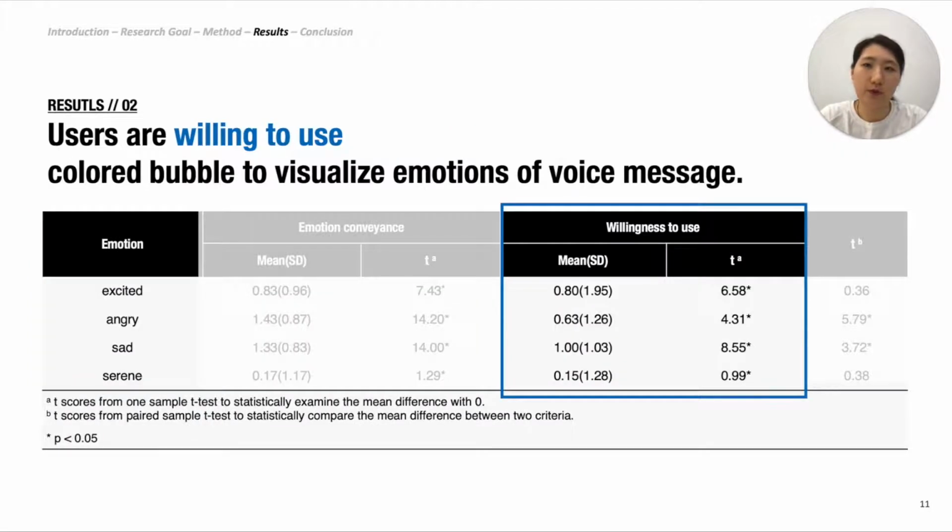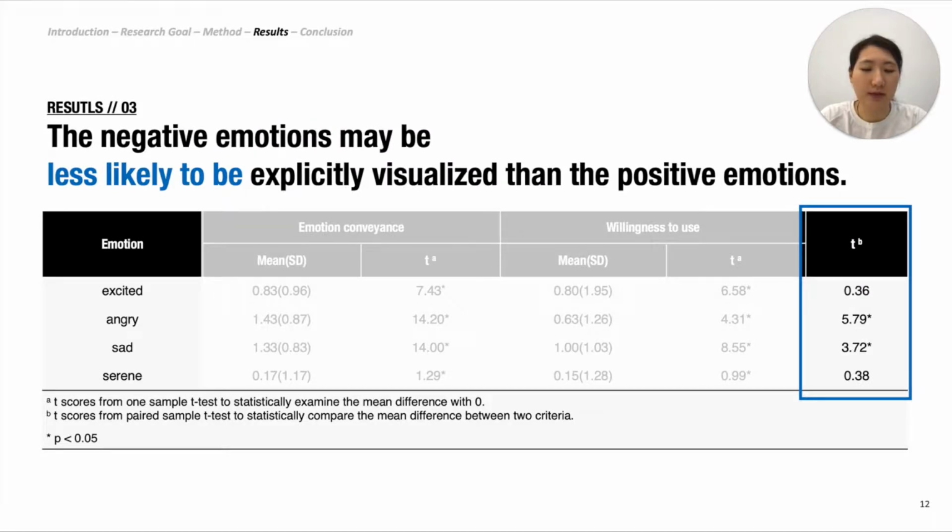And also for the willingness to use, we found similar tendency with emotional conveyance. The users are willing to use colored bubble to visualize emotions of voice message, comparing with the default version. And more specifically, the excited and sad received a respectively higher score. We also found that compared with the 2 different criteria, there is no significant difference between excited and serene.